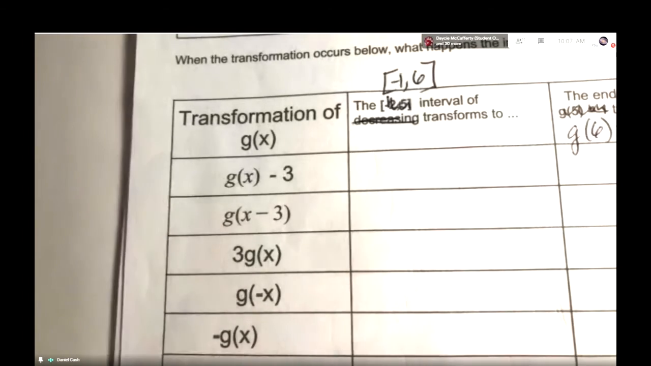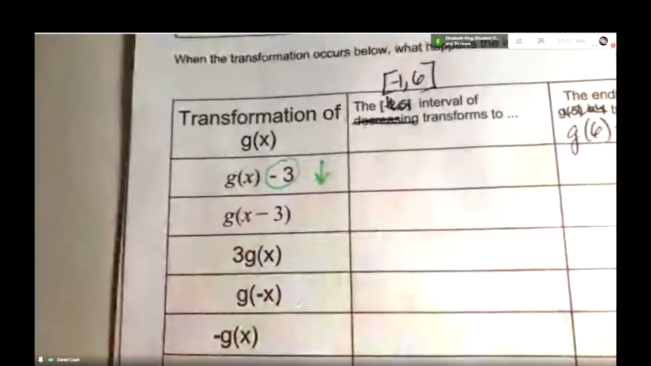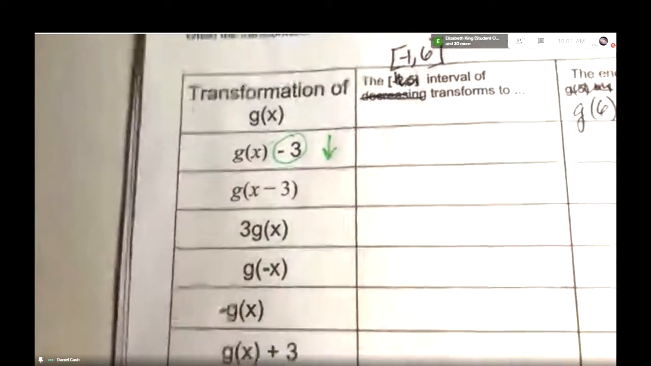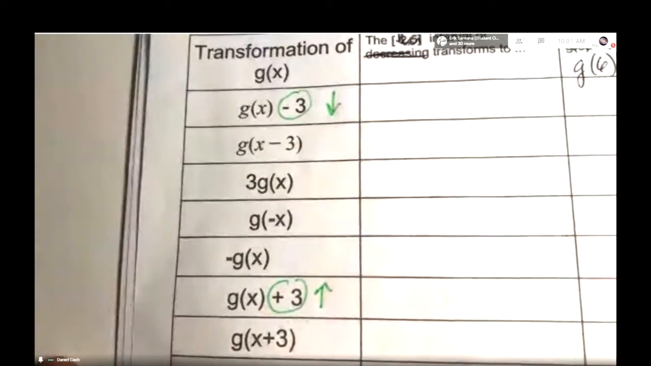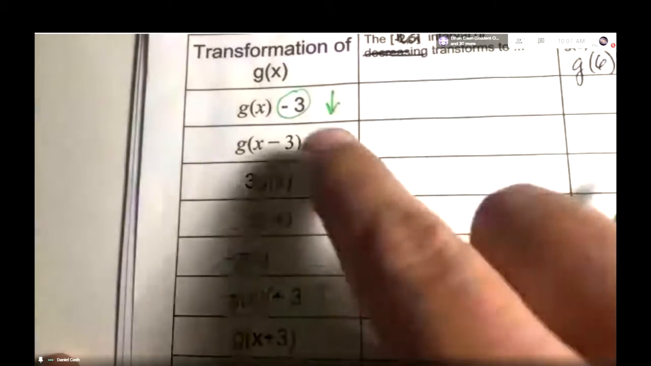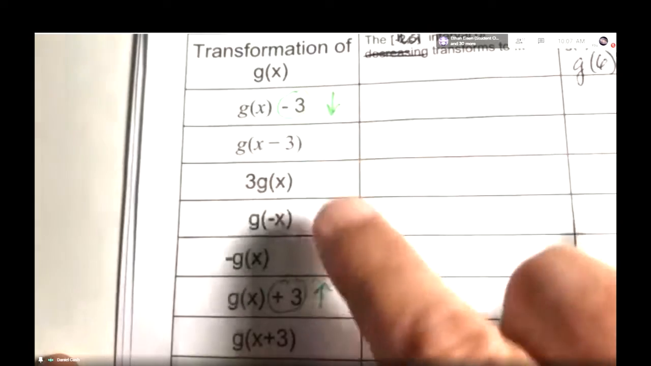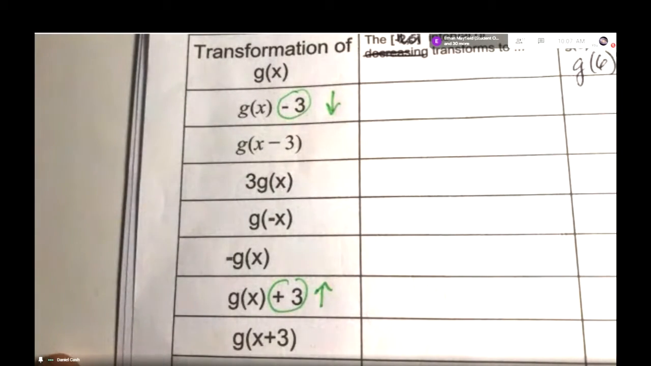So you have a pretty general idea that whenever you subtract 3 on the outside, it moves the graph down 3 units. This is going to move the graph up 3 units. So whenever you're affecting the output of the function, the outside of the function, it moves the graph north and south. Okay, -3 moves down, +3 moves up.